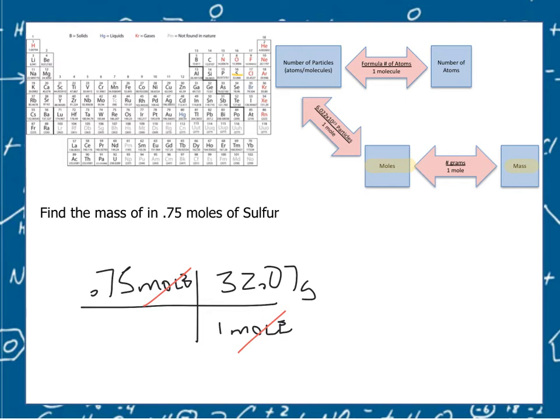Moles cancel. And so now I have two numbers on the top of my dimensional analysis. That tells me to multiply. So 0.75 times 32.07 equals 25.18 grams.